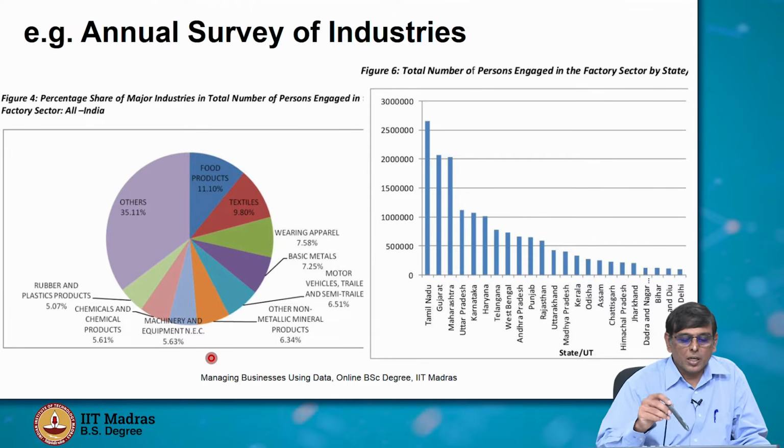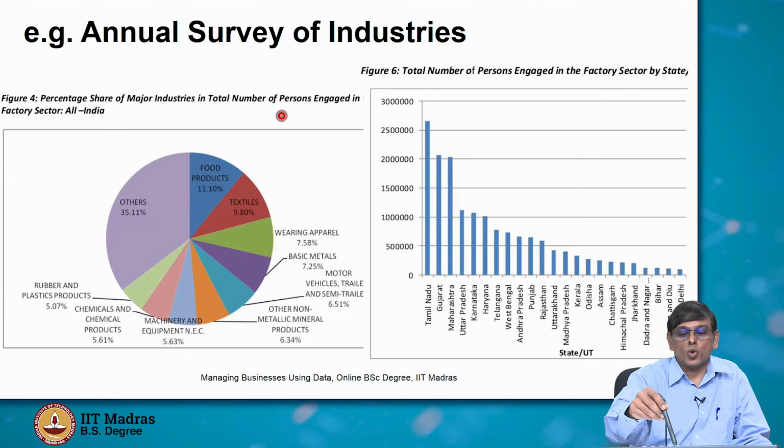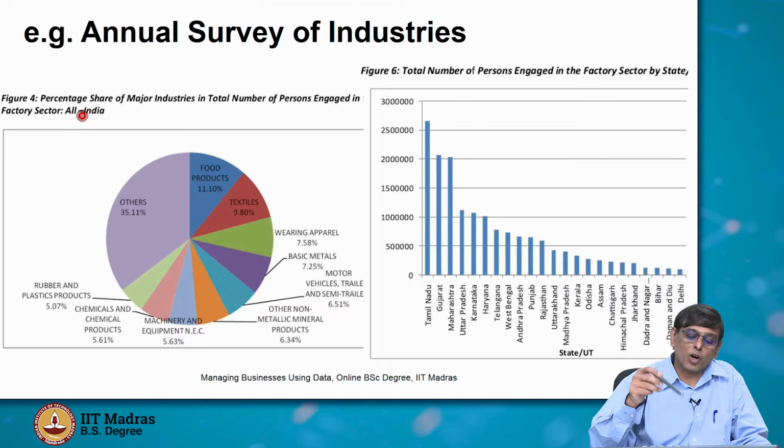This shows the percentage share of major industries in the total number of persons engaged in the factory sector, which means how many people are working in the factory sector. You take that set of people and ask what percentage of them are working in food products.